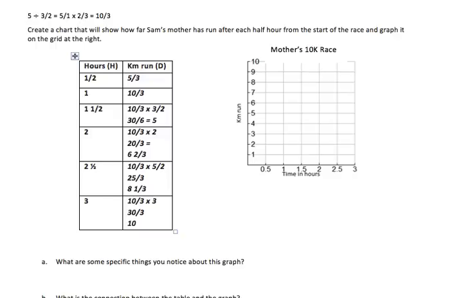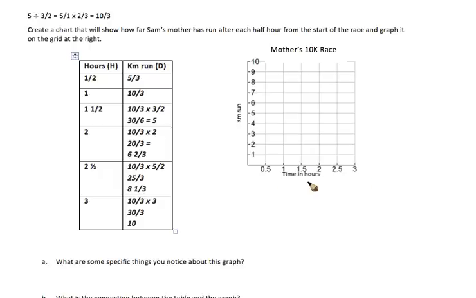After creating our ordered pairs, we're now going to have to graph those ordered pairs on the already marked graph. Please remember, when you do your own graph, you need to label both axes in words. The x-axis is time in hours, the y-axis is kilometers run, and then you need to find the equal intervals that you're going to label each axis by as well.